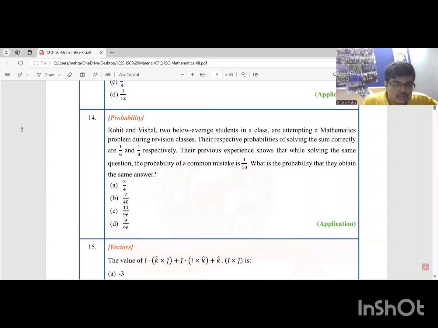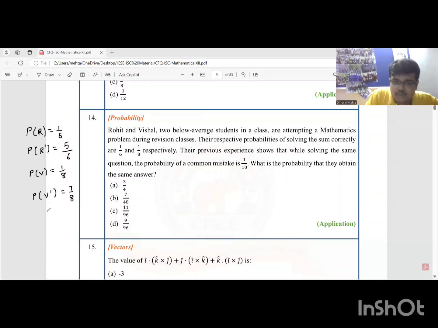In question 14, students, Rohit and Vishal, two below average students in a class, are attempting a math problem during revision classes. The respective probabilities of them solving it correctly is given 1 by 6 and 1 by 8. So probability that Rohit solves it correctly is 1 by 6. Probability that Rohit does not solve it correctly will be 5 by 6. Probability that Vishal solves it correctly is 1 by 8. Probability that Vishal does not solve it is 7 by 8. The previous experience shows that by solving the same question, the probability of a common mistake is 1 by 10. Probability of a common mistake, this is given 1 by 8. What is the probability that they obtain the same answer?